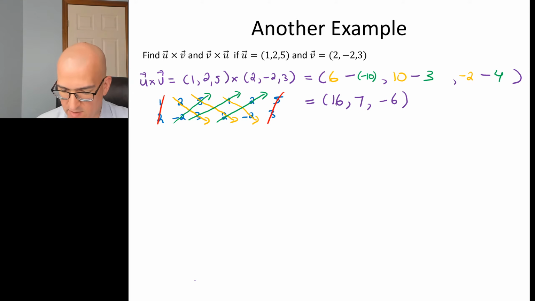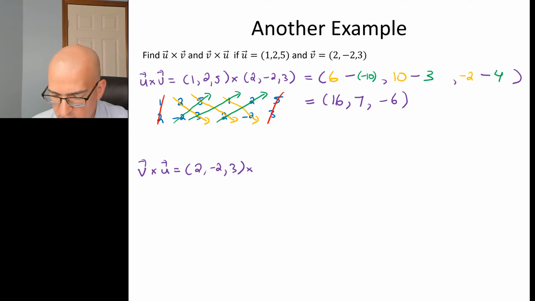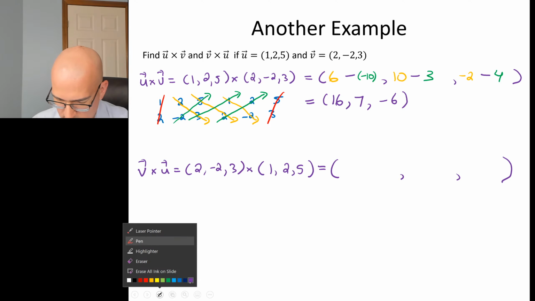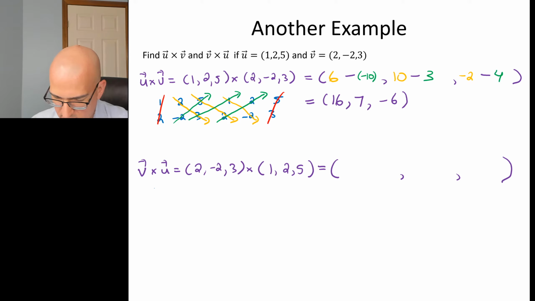Okay, let's do the other one. Let's do the other order now. That v cross u, 2, negative 2, 3. And you may think that we're just wasting time, that obviously it has to be the same, right? Like, how could order of multiplication matter? Okay. I'm going to make 2 copies. This time 2, negative 2, 3, 2, negative 2, 3. So that one goes on top this time. And on the bottom, 1, 2, 5.